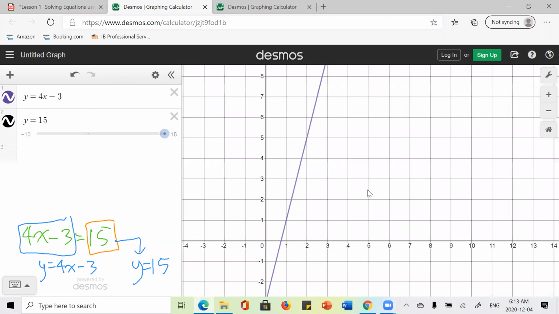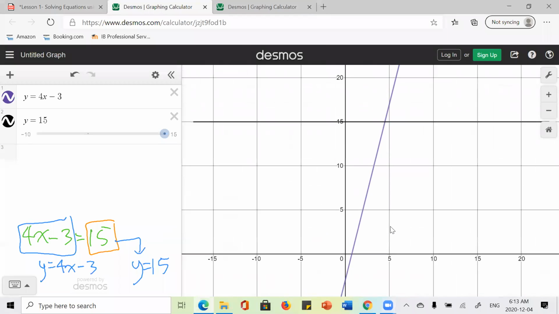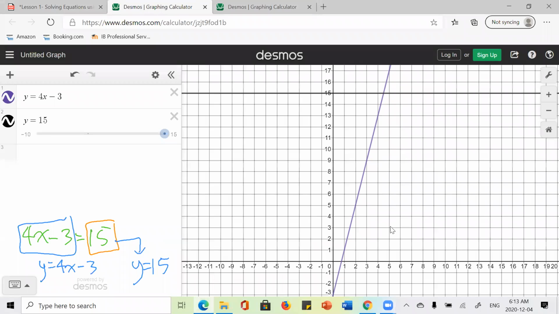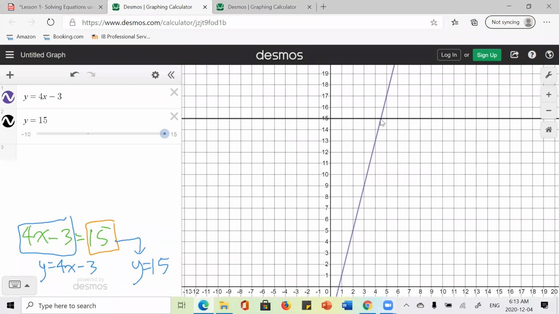Now my goal is just to figure out where these two lines meet. Where the two lines meet, that is my solution right there. I can see here that these two lines will meet at, and you can't really see it because it's covered up, 4.5 and 15. So the x value of the point of intersection where they meet is my solution. So x is equal to 4.5, and that is my solution to the equation. I hope that makes sense.